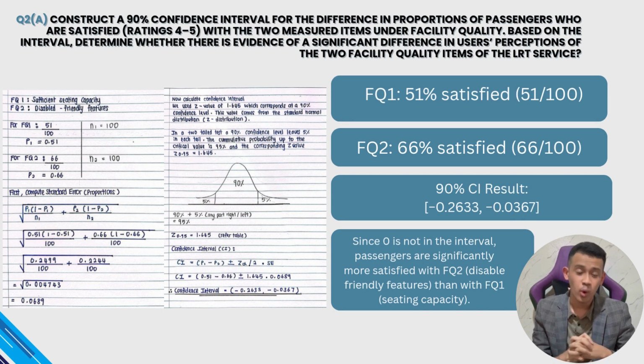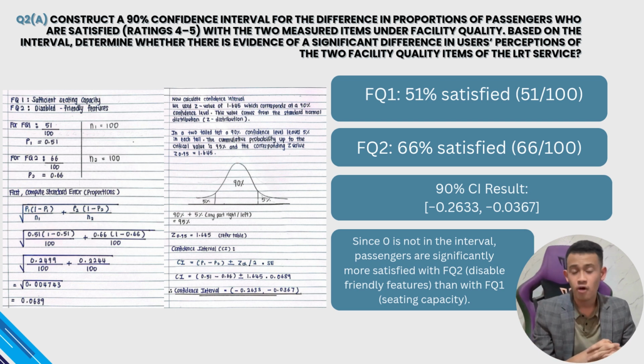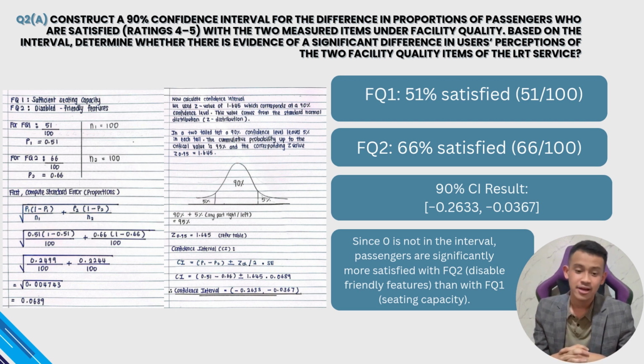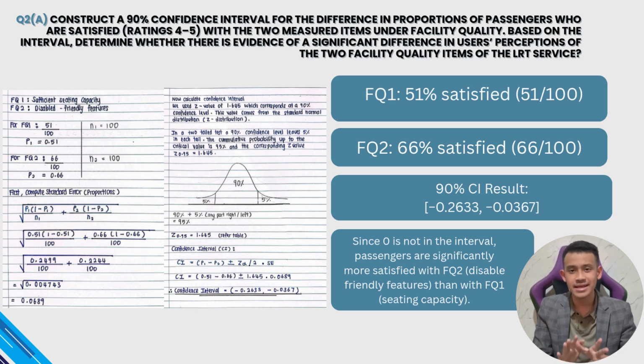Today I will explain how I did question 2A, which is to construct a 90% confidence interval to compare passenger satisfaction between two facility quality items, which are seating capacity FQ1 and disabled-friendly features FQ2. If the passenger answers 4 or 5, we consider them satisfied. From our data, we can say that 51% of the passengers are satisfied with FQ1 and 66% are satisfied with FQ2.